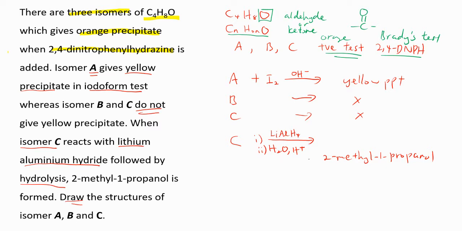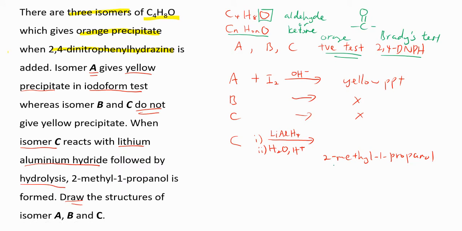Why do I say that we start from the final? You can see this is the IUPAC name of the product, so we don't have to guess anything. We just write down the structure first: 1, 2, 3, 1-propanol, 2-methyl, with this CH3. Lithium aluminium hydride followed by hydrolysis, we know that this is reduction.